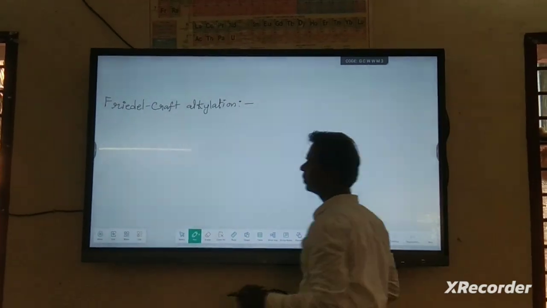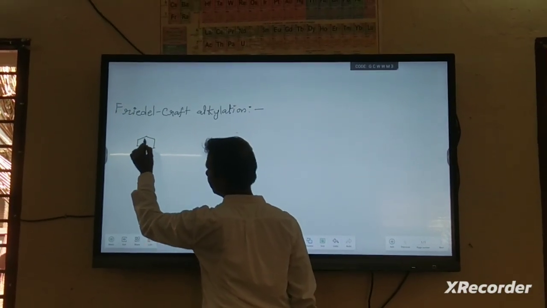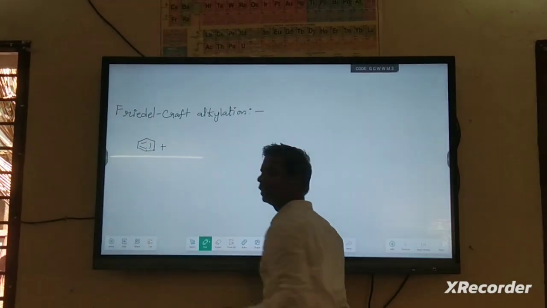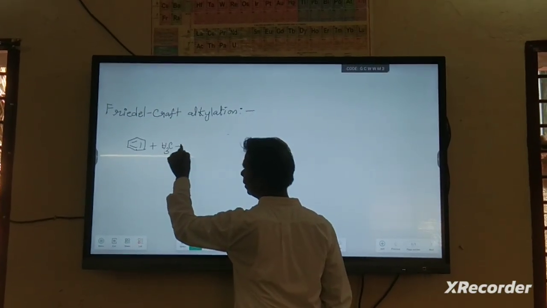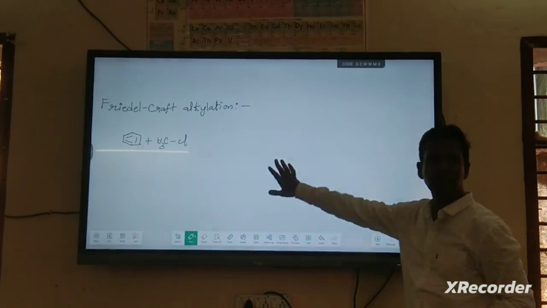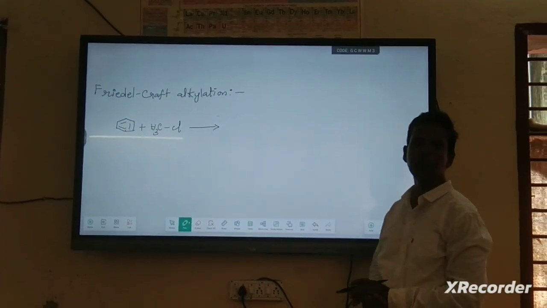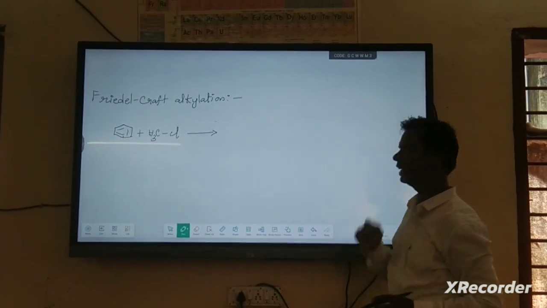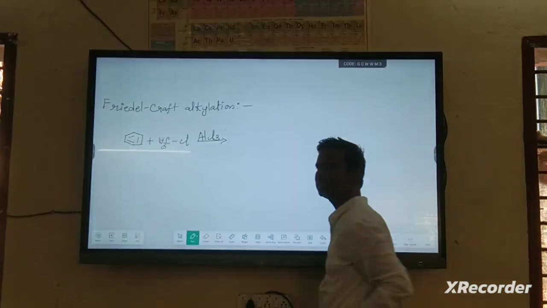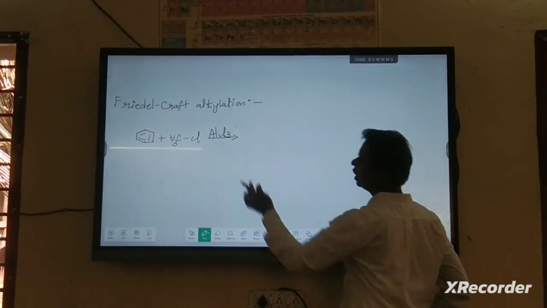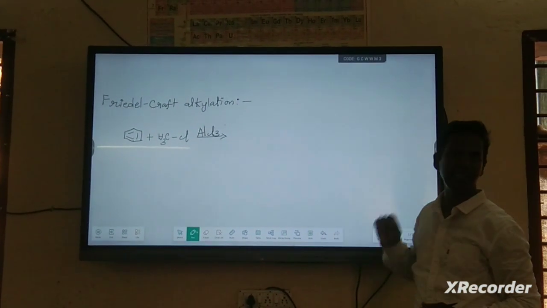So for this purpose, benzene reacts with alkyl halide. Benzene reacts with the alkyl halide in the presence of Lewis acid. Lewis acid is the catalyst. So here AlCl3 is the Lewis acid, which is acting as a catalyst to give that alkyl substituted benzene.